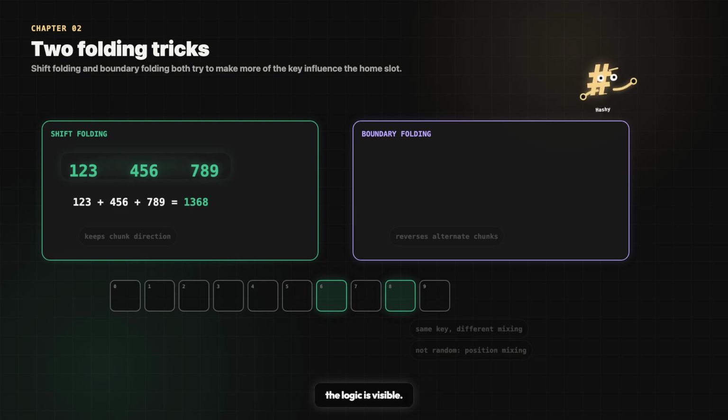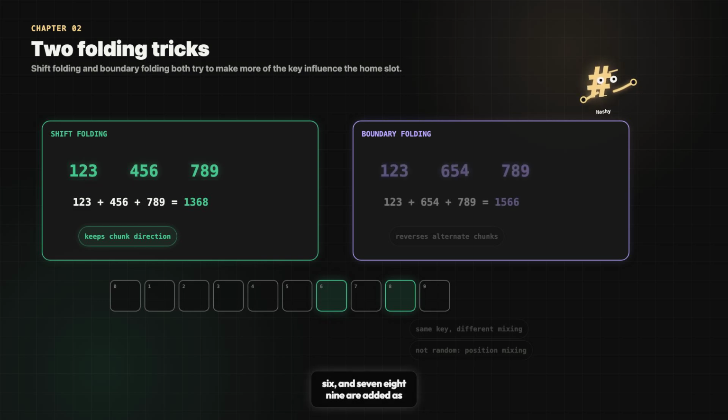Instead of letting one small part of the key dominate, Hashy breaks the key into chunks and combines them. In shift folding, the chunks keep their direction. 1, 2, 3, 4, 5, 6 and 7, 8, 9 are added as they are, giving 1, 3, 6, 8 before the table size maps it to a slot.